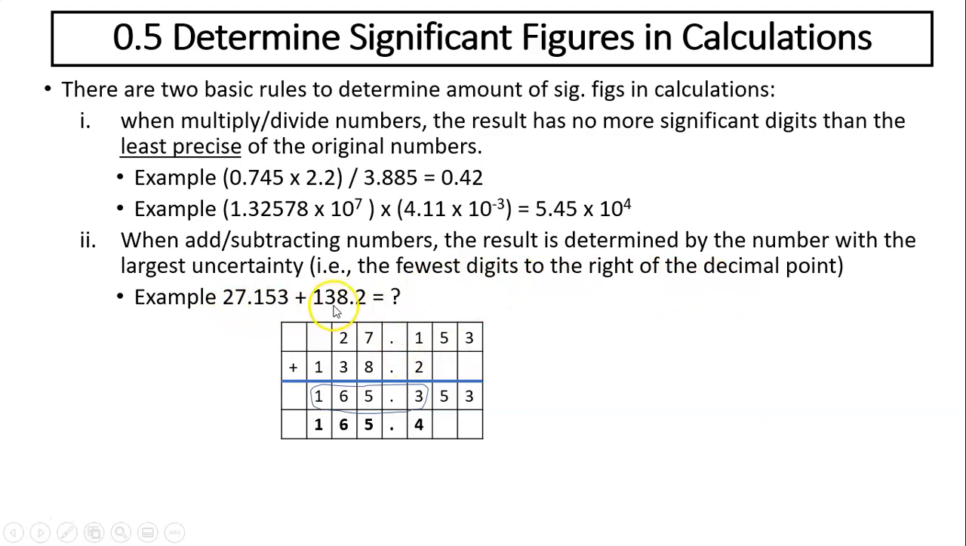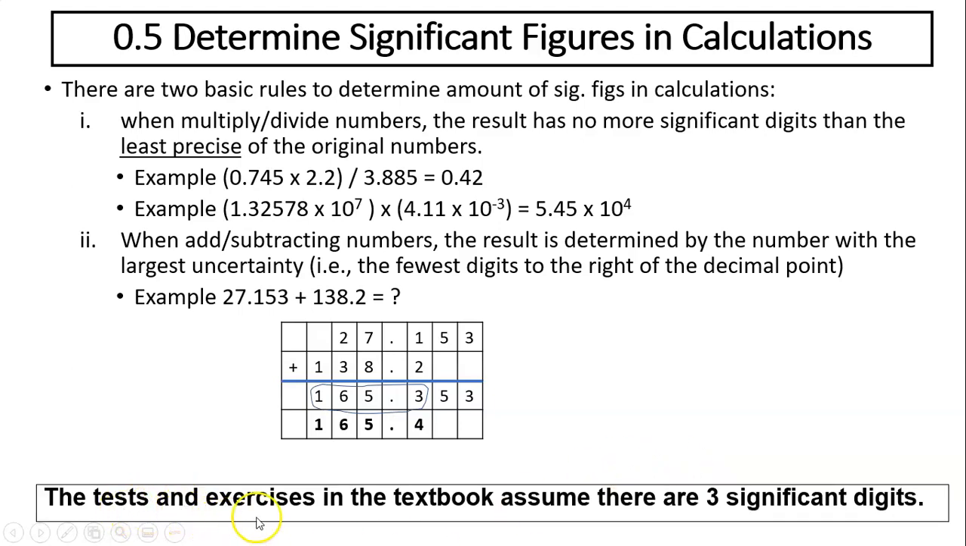It's 138.2. This one goes up to the thousandths. This is only up to the tenth. So this is the one that has the least, so you'll have to cut it off right here. But you look at the next number. If the next number is a 5 or over, you'll have to carry over. So it becomes 165.4.